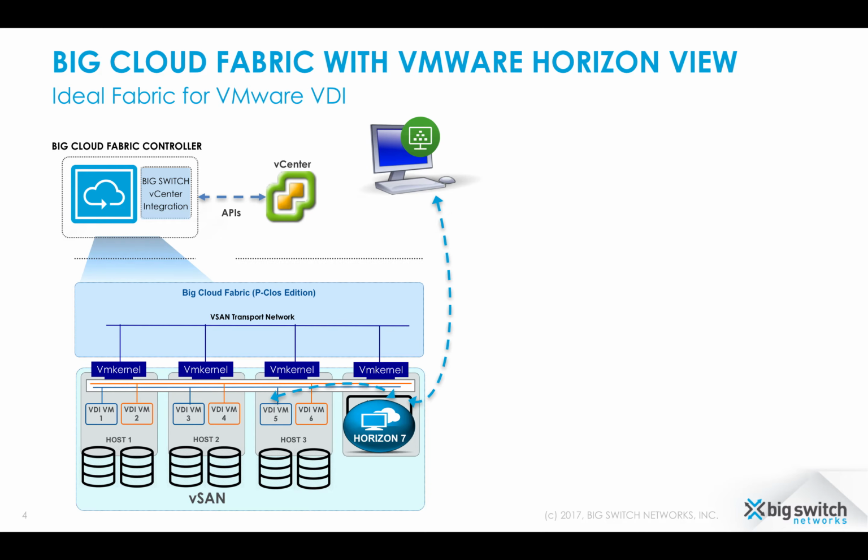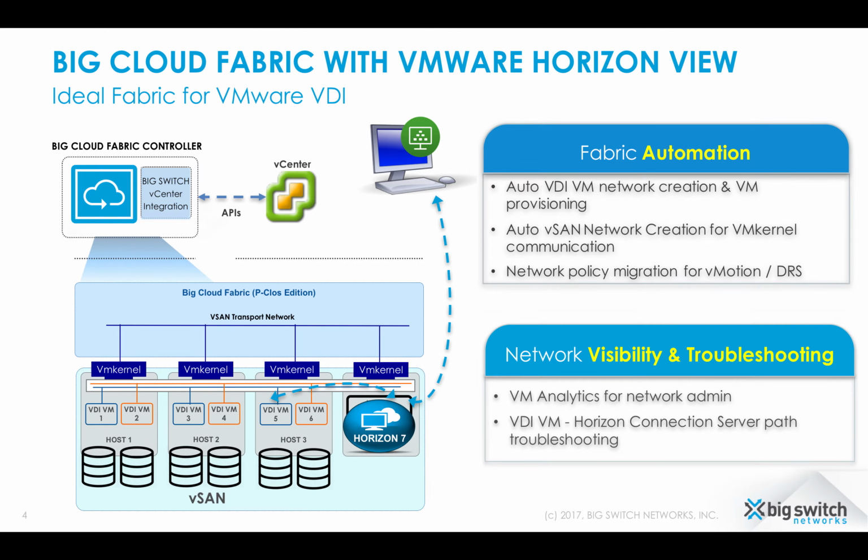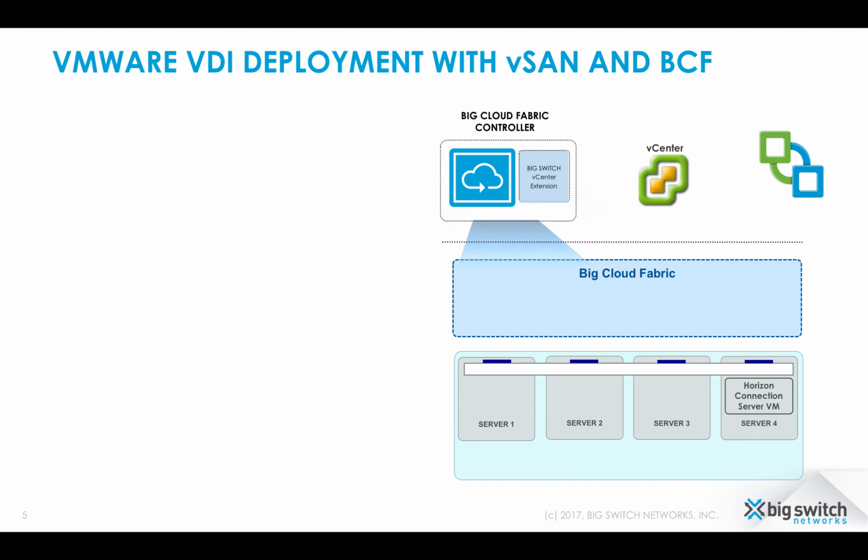Let's review the major advantages of Big Cloud Fabric integration with VMware vSphere, specifically for VMware Horizon View. Fabric automation greatly eliminates complex manual network provisioning for Horizon View workloads. When VMware Virtual SAN is used as a hyper-converged storage infrastructure here, vSAN transport network is automatically provisioned as well. Network capacity planning and troubleshooting for VDI is a breeze with real-time VDI workload visibility and historical VM event analytics.